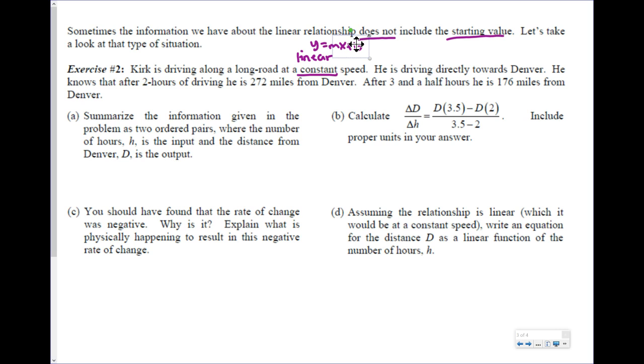Okay, so we're given some information. Now how are we going to use that information to help us reach our goals? So letter A says, summarize the information given in the problem as 2 ordered pairs.